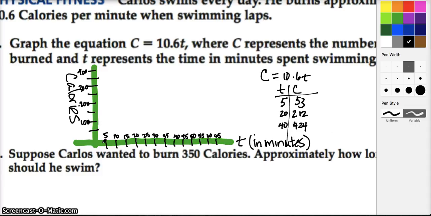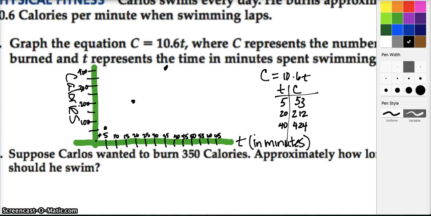And so what I'm going to do is now plot these points. So at 5, I have 53. So that's about at 50, but a little bit more. And you'll see the guesswork that you have to do with these graphs. They're not perfect or precise. At 20, I'm over here. I'm going to go up to 212. So that's 200. 212 has to be slightly a little bit more, just about there. And then at 40, I'm all the way up at 424, which is off the chart basically. You can see the inexactness of what I'm doing.